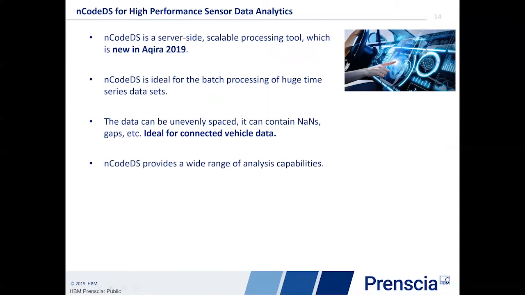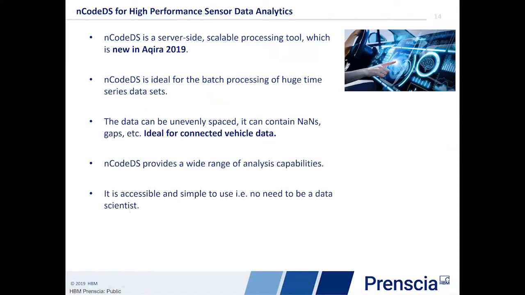Within nCodeDS, we have a wide range of analysis capabilities. We'll cover that in the next slide. And it's accessible via Akira, simple to use, thanks also to the possibility of using apps, making it really simple to use. So not only is it simple to construct a processing network with nCodeDS, but it's even simpler to deploy it throughout your company, and that's really important, I believe.